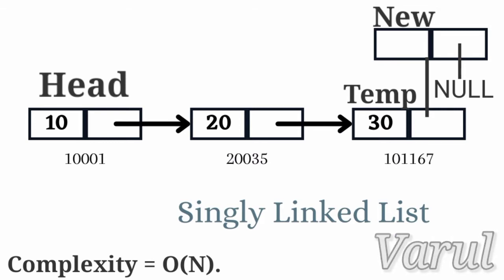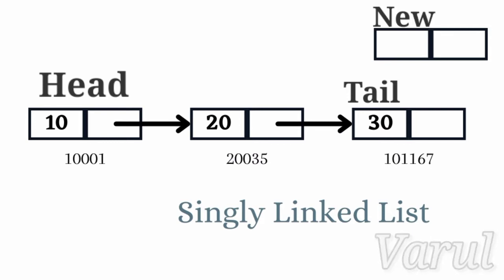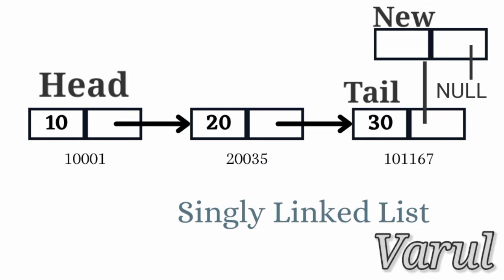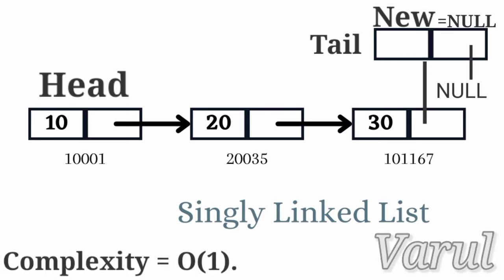We can reduce this time complexity by taking the tail pointer. Have a look at this. Here we do not have to reach the end of the linked list. Now just create a new node, set its next to null, temp's next will point to the new node, and tail also points to the new node, and at last set new to null. The time complexity will reduce to big O of 1.